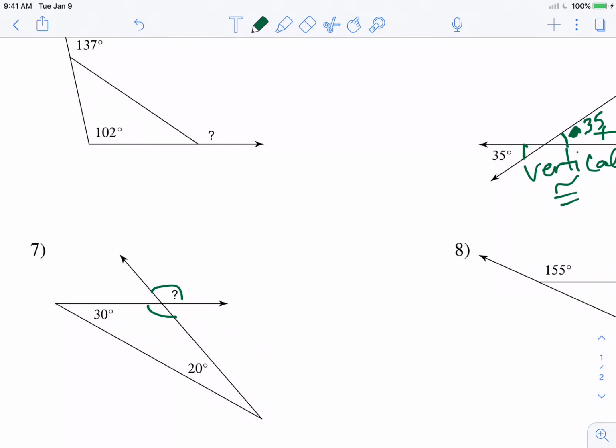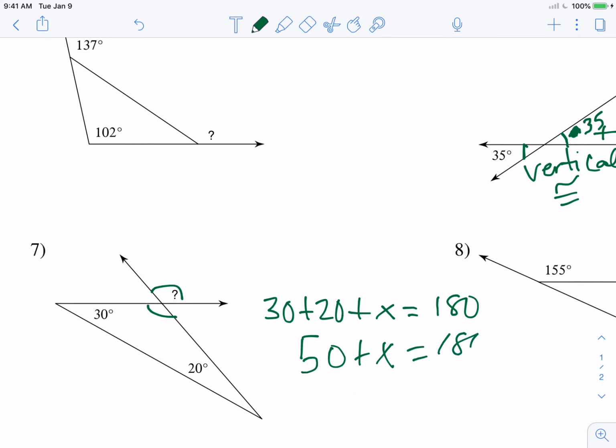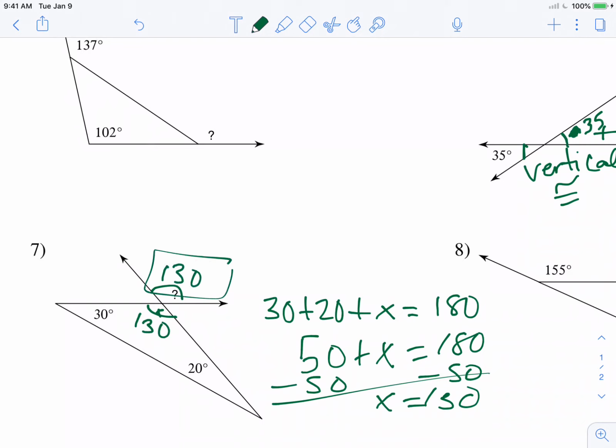And I can find this one using the interior sum, which says that 30 plus 20 plus something else equals 180. So I know that's 50 plus x equals 180. Subtract 50, and x is 130. So this is my x. This is 130, then this is 130.